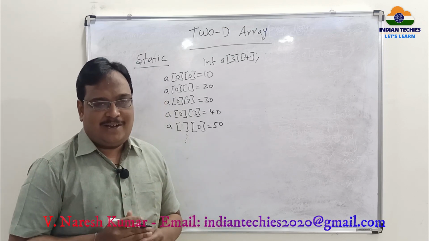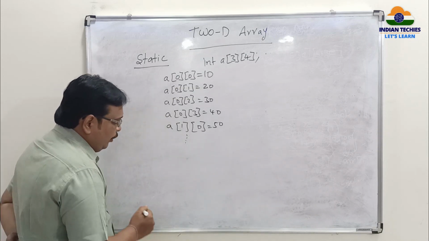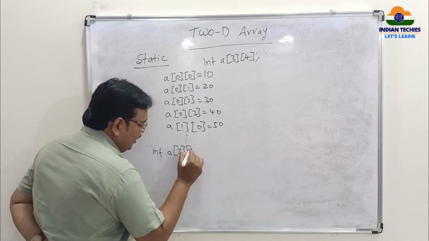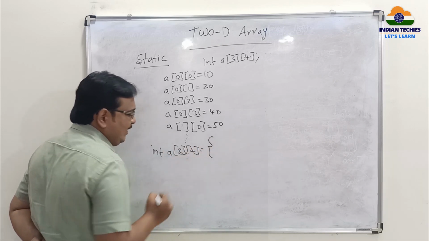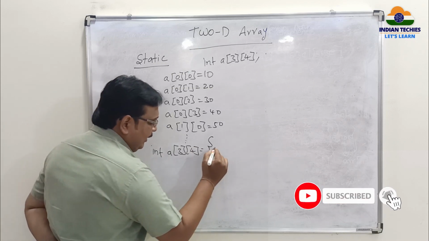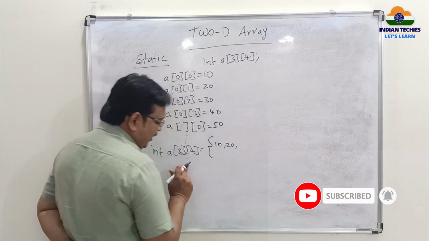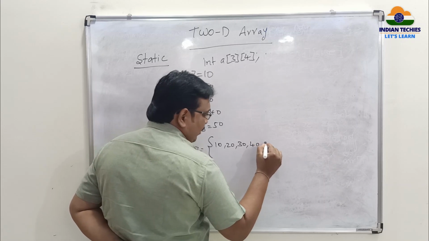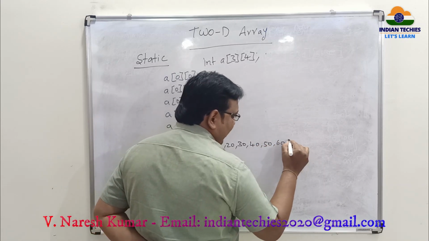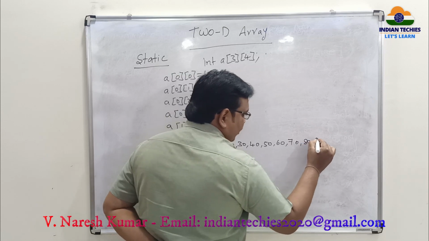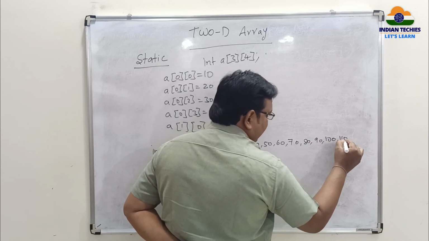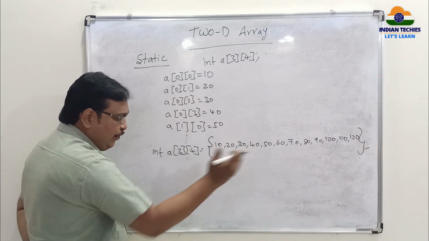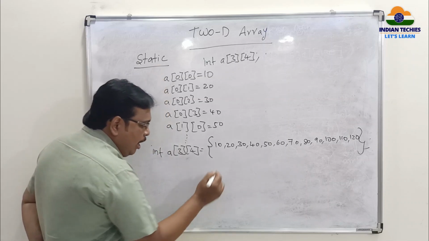Now, if you want to give all the values in a single statement, then how are you going to do it? At the time of declaration only, that is int a[3][4], directly open the flower braces, then directly assign all the values. How many variables are there? 3 4s are 12, so assign all 12 integer values. You can assign any random values. 90, 100, 110, 120, close braces and semicolon.